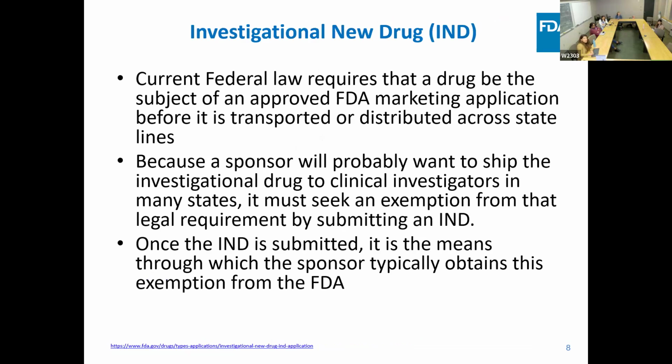So INDs exist because the FDA has authority over when a drug is shipped across state lines. Even if your drug is made and going to be distributed within a state, you still need an IND, but that's where this law came from. And so this is the exception. An IND is how you get an exemption from the FDA to ship an unapproved drug across state lines.